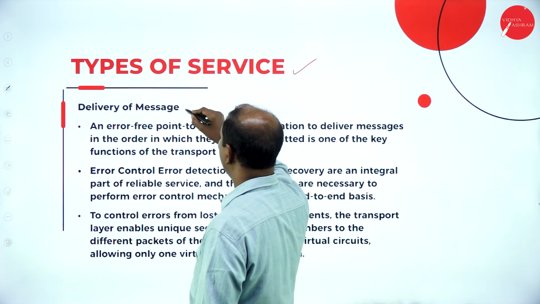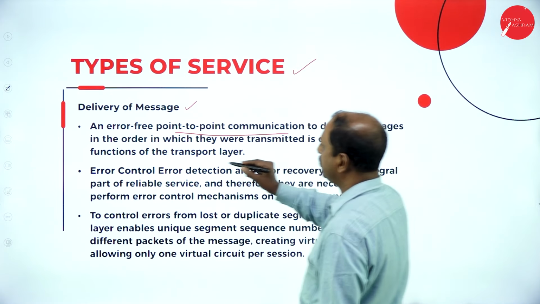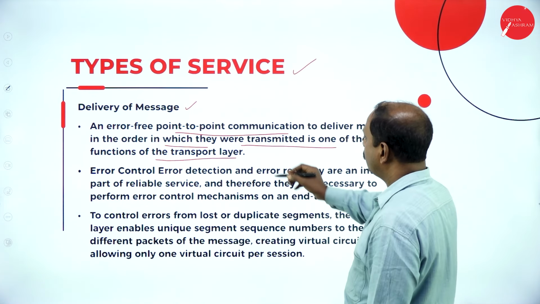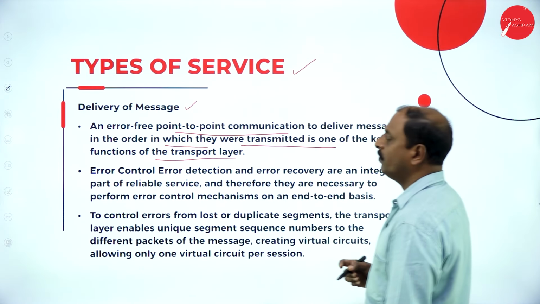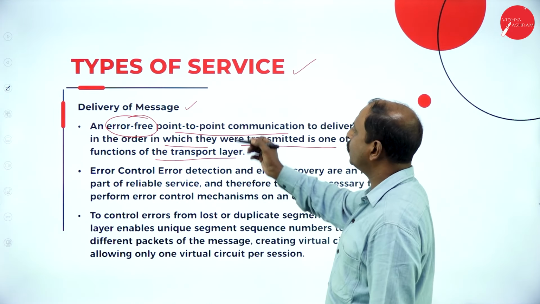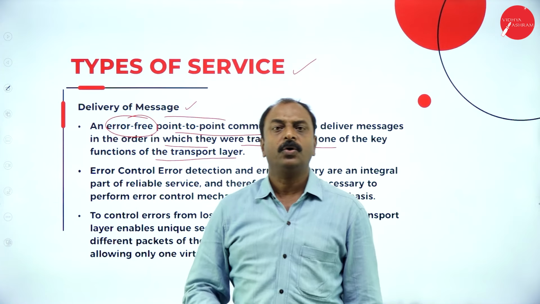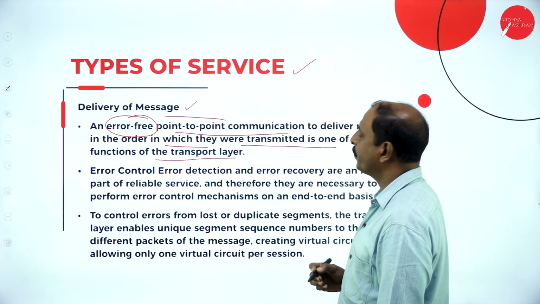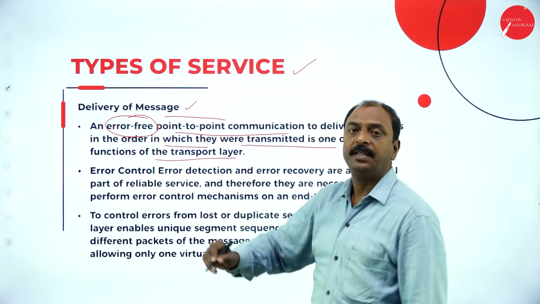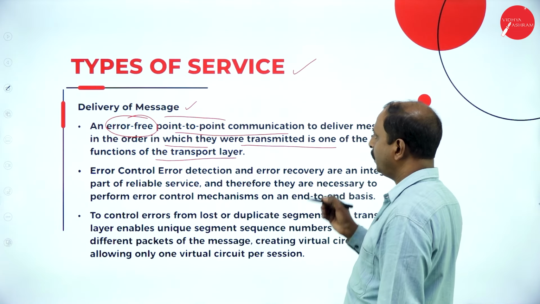Now, the first service is delivery of message. An error-free point-to-point communication to deliver messages in the order in which they were transmitted is one of the key functions of the transport layer. So one function of the transport layer is delivery of message from host to destination. It provides error-free data transmission between host and destination, and it has point-to-point communication, meaning it establishes connectivity between host and destination. That is the meaning of point-to-point connectivity. It is a communication method that delivers the messages in the order in which they were sent from the host computer. That is one of the responsibilities of the transport layer.